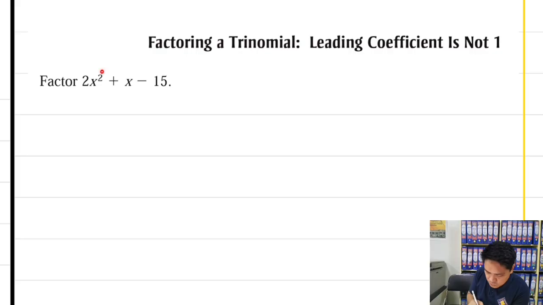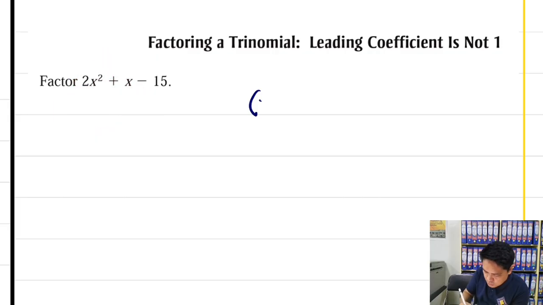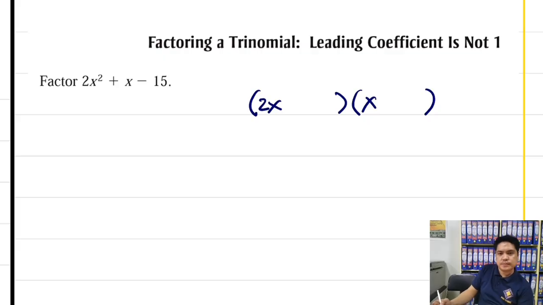So again, ang first term is the product of the first terms of the binomial factors. So therefore, pwede nating sulat dito kung ano ba yung pwedeng product nito. That would be 2x and x, diba? 2x times x is 2x squared. So pwedeng 2x yung isa, the other one is x. Ganon.